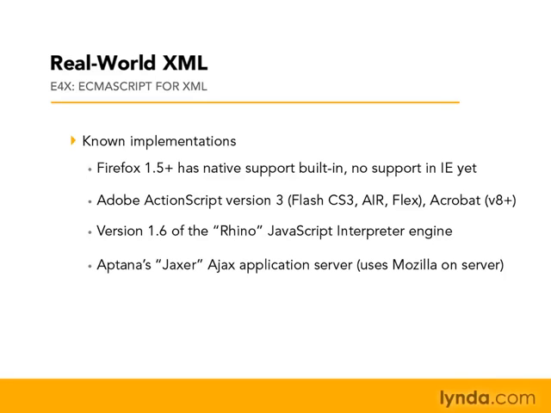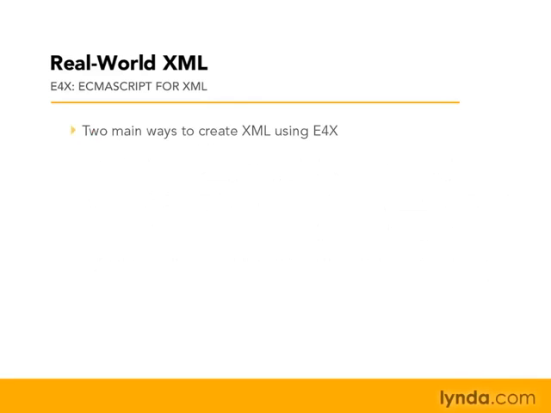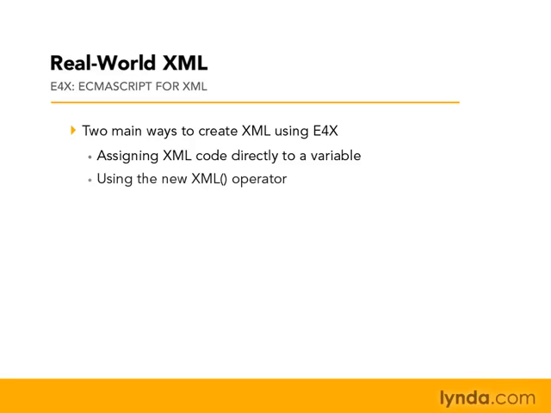So if you're using Firefox, or if you're writing code in ActionScript version 3 or later, you can use E4X in your code. So there's two main ways of creating XML using E4X. The first, which we've already seen, is to just assign XML code directly to a variable in your script. The second way is to use the XML object as a constructor using the new XML operator. And this is what both examples look like.